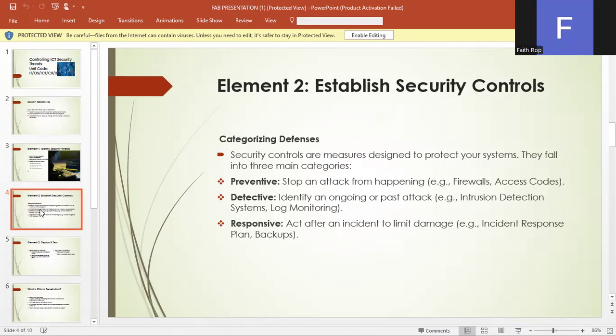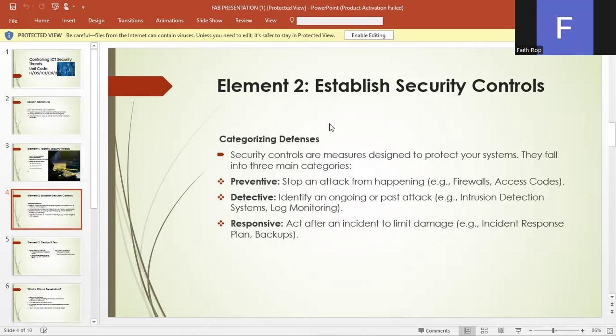So we go to our next topic, that is establishing the security controls. Once the threat has been identified, we have to move to establishing these security controls. These are measures we put in place to protect the systems. We have 3 major categories: preventive, detective, and responsive controls. Preventive is to stop an attack from happening, for example, firewalls, passwords, encryption, and access codes. That is the preventive aspect of it.